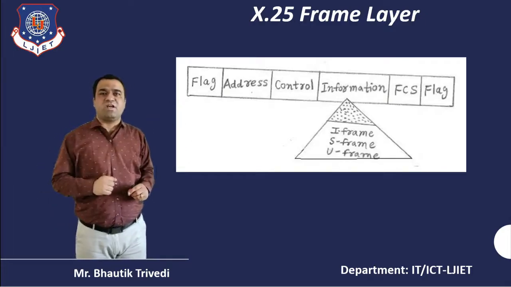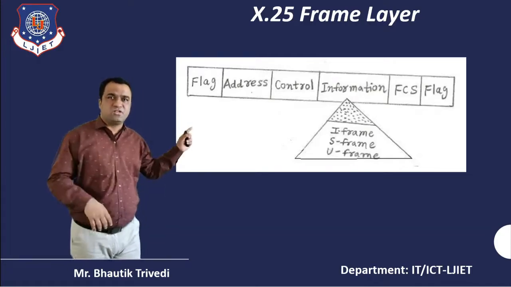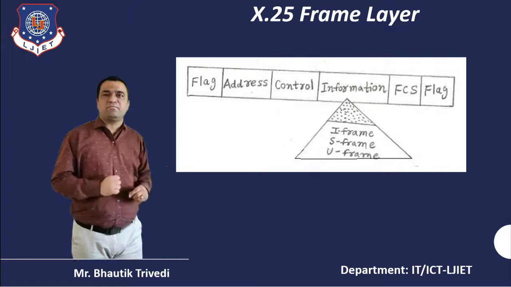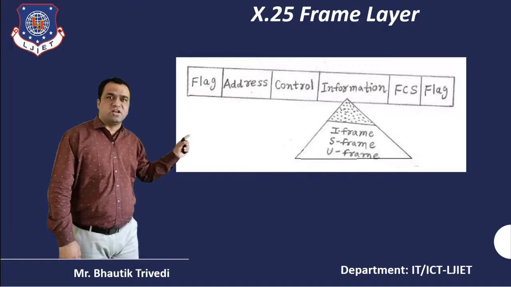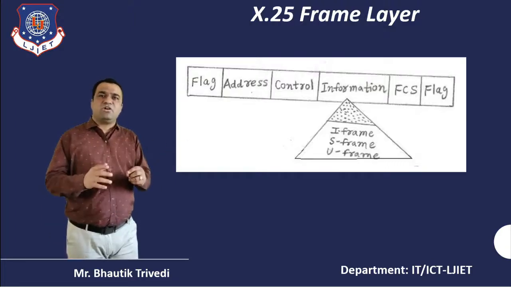In this X25 frame layer, there are mainly three important frames. First one is known as the I frame. Second one is known as the S frame. And third one is known as the U frame. What is the meaning of I frame?